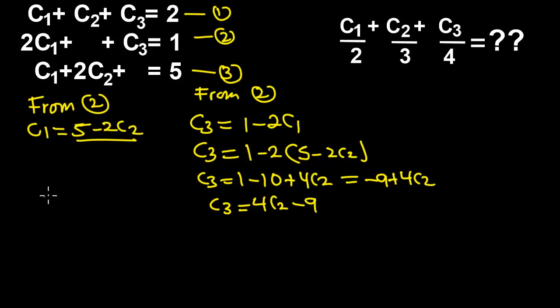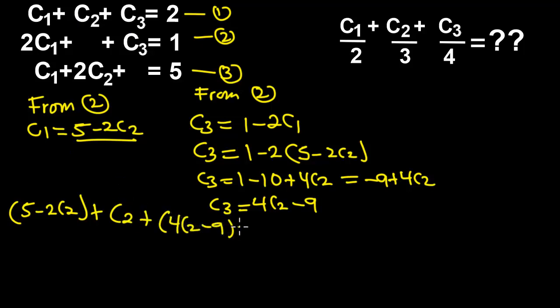So doing that, we are going to have, over here we have C1, so we are going to have 5 minus 2C2 plus, and then we have C2, which we are going to maintain, plus 4C2 minus 9 is equal to 2. Now let us expand this bracket. So we are going to have 5 minus 2C2 plus C2 plus 4C2 minus 9 is equal to 2.